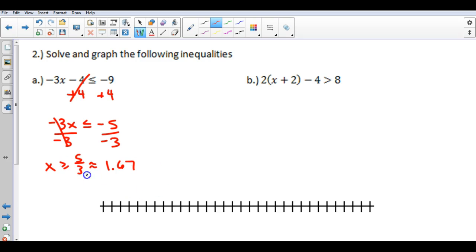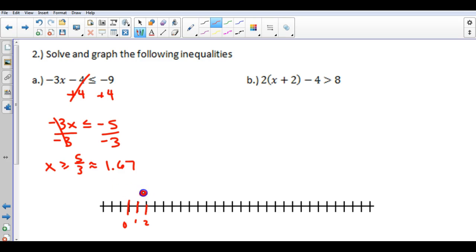So if I'm going to graph this on a number line, I'll just do it over here. Let's pretend that this is 0, and that this is 1, and that this is 2. What 1.67 would be is between 1 and 2. I'm going to put a circle above that. Since it's greater than or equal to, you're going to need to shade in that circle.